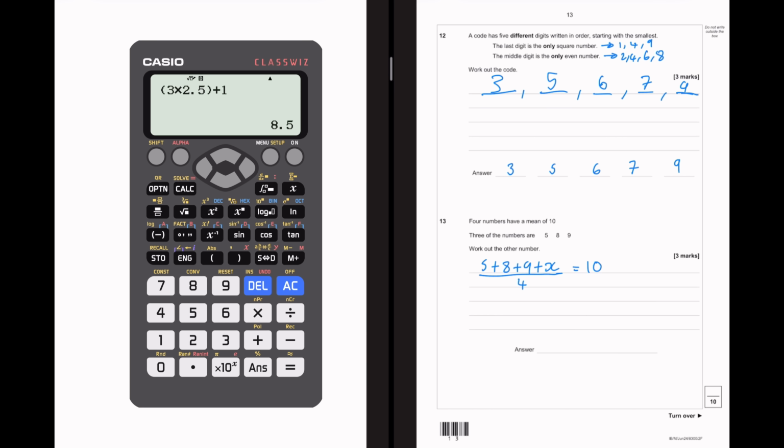If we multiply both sides of the equation by 4, because this is divide by 4, so we do the opposite. This gives us 5 plus 8 plus 9, which is equal to 22, so 22 plus x is equal to 40. Then if we subtract 22 from both sides of the equation, x is equal to 40 subtract 22, which is equal to 18. So the other number is 18.